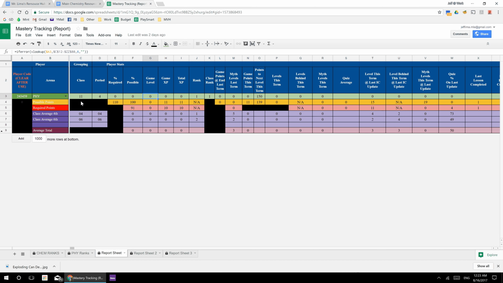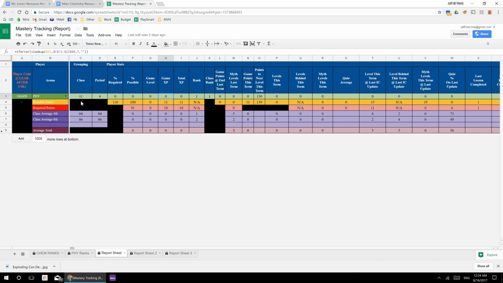The green line is you. The yellow line is what you could do. The red line is what you should do. The purple lines are class averages. Then it will tell you how many levels you have in the game and how many experience points you have that made you earn that many levels.